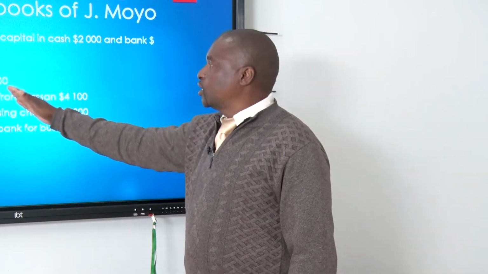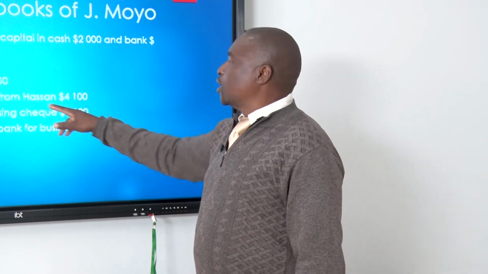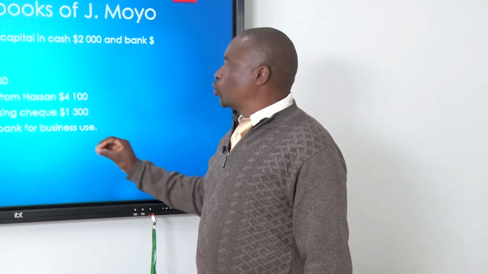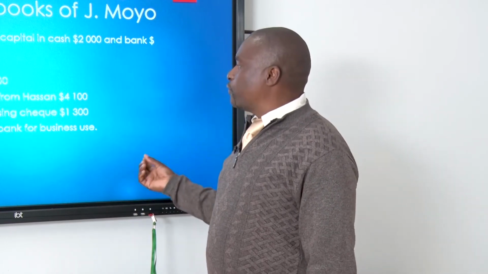There were cash purchases of 1,200. There was a check which was received. So this check, you see how we are going to make the entry for 4,100. There was equipment bought using a check. There was money that was withdrawn from the bank for business use. And there was also cash sales of 3,300.